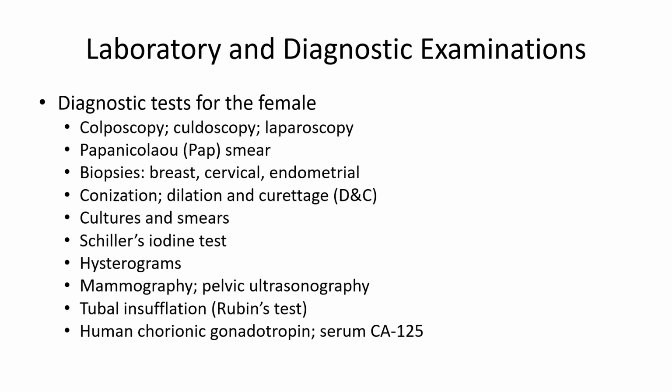So with serum CA-125, this is a tumor antigen that's associated with ovarian cancer, and it is positive in 80% of the cases. Again, it's useful in detecting the recurrence of ovarian cancer, and it's also important in following the response to chemo. So very important.